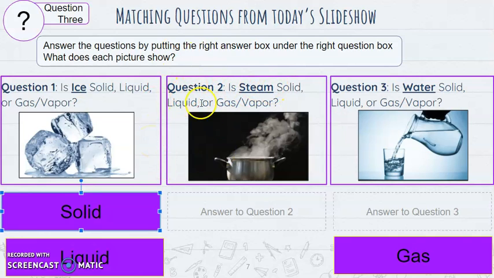Question 2. Is steam solid, liquid, or gas / vapor? Well, that steam coming from that pot, clearly not water flowing into the air, clearly not ice cubes jumping up into the air. It's got to be gas or vapor.